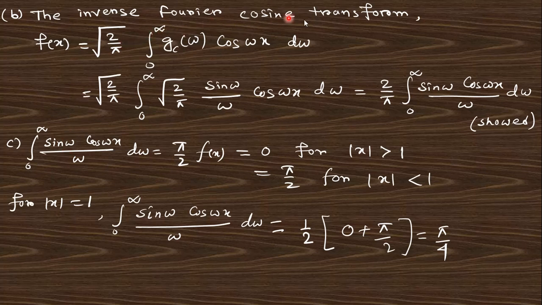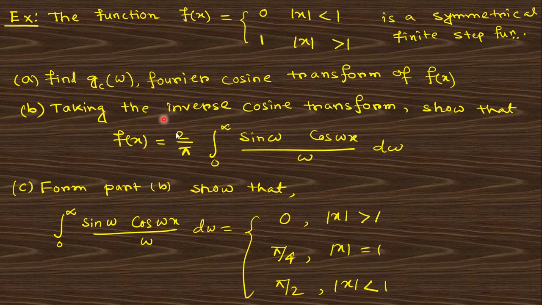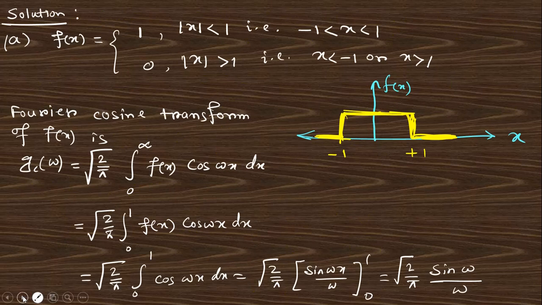Next, inverse Fourier transformation. If you take the inverse Fourier transformation, you will get simply this. There is no problem. Now this question C, this is proved. This is from part B. You need to prove this one. Okay. See here.